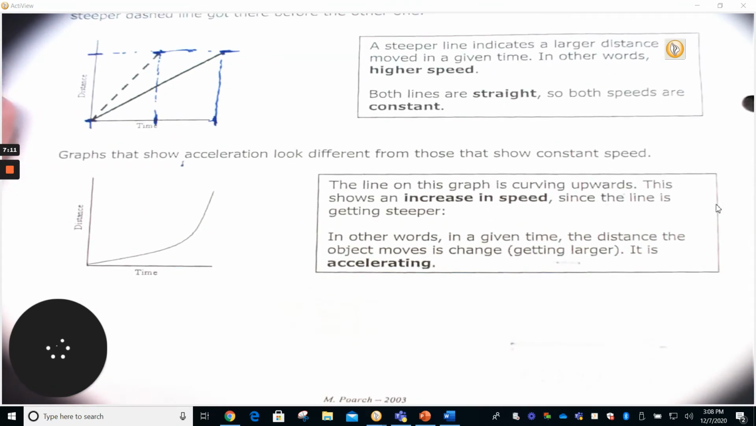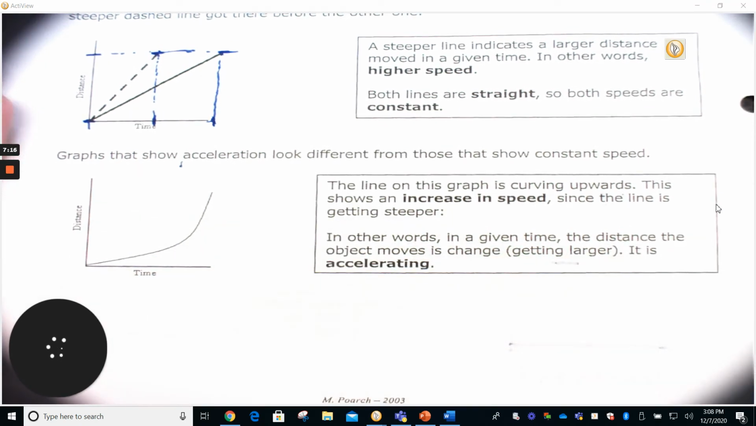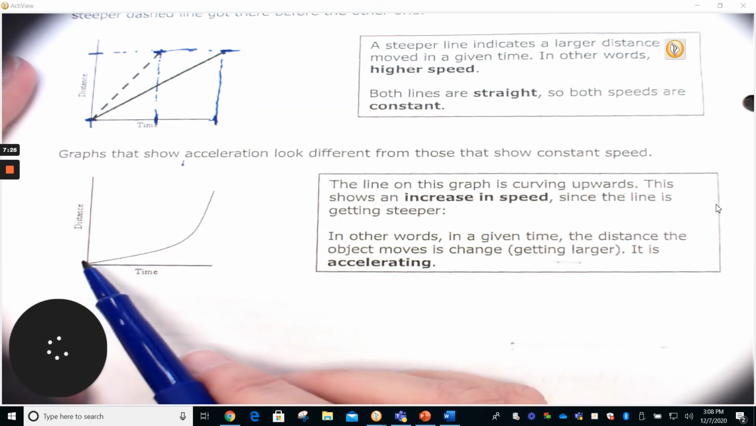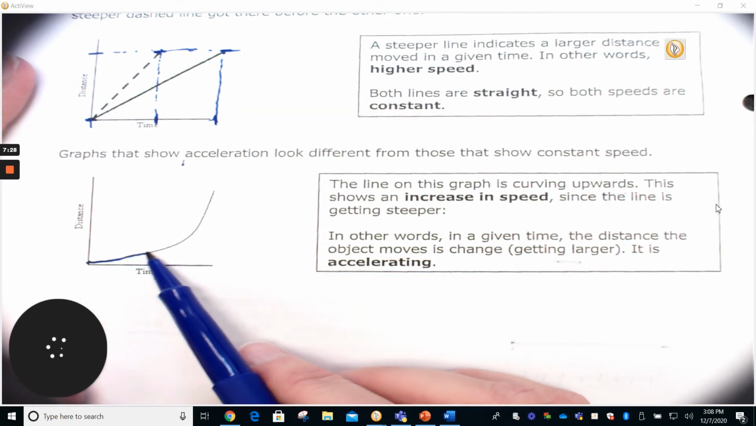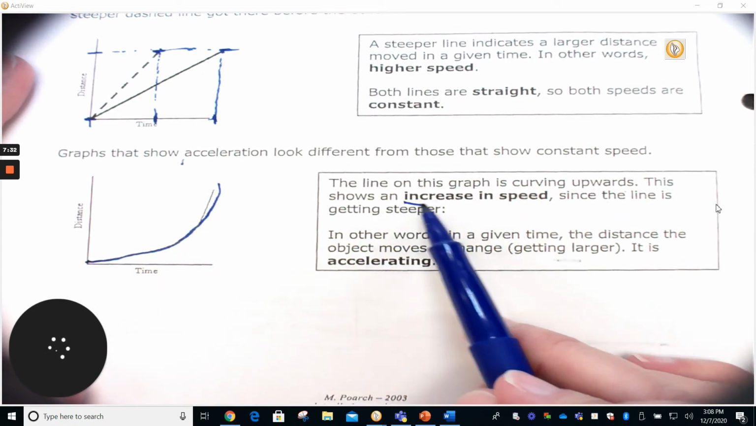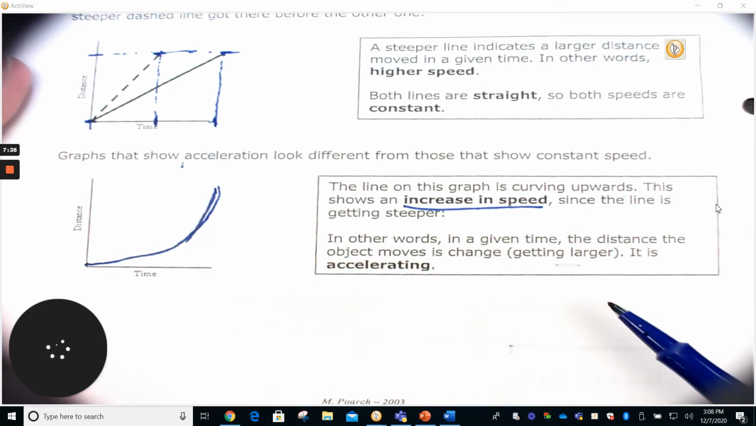So this one right here looks a little bit different. It's kind of got a little whoop in it right there, okay? So what this means is that's acceleration. So graphs that show acceleration look different from those that show constant speed. The line on this graph is curving upwards right here, okay? This shows an increase in speed when it's curving upwards like this. That means that it's going faster.